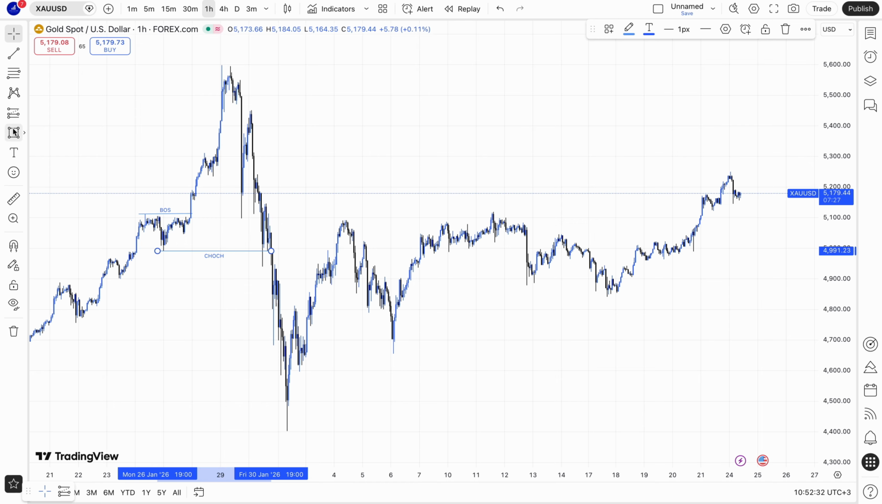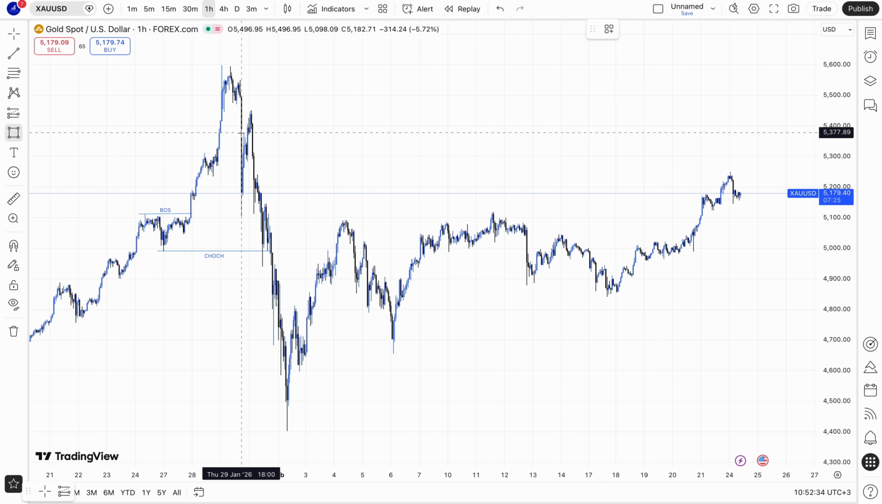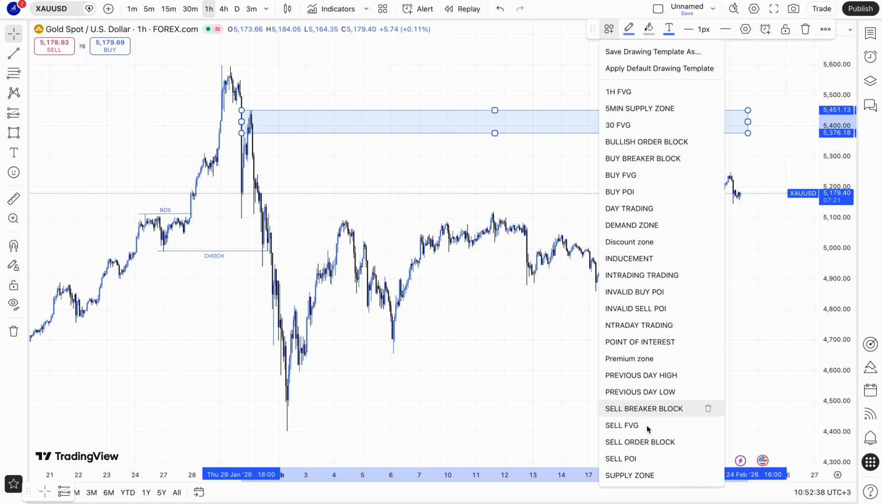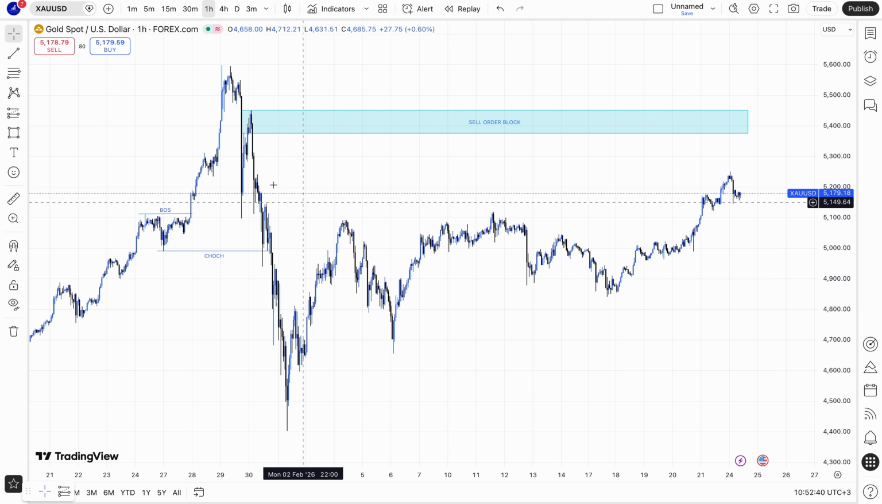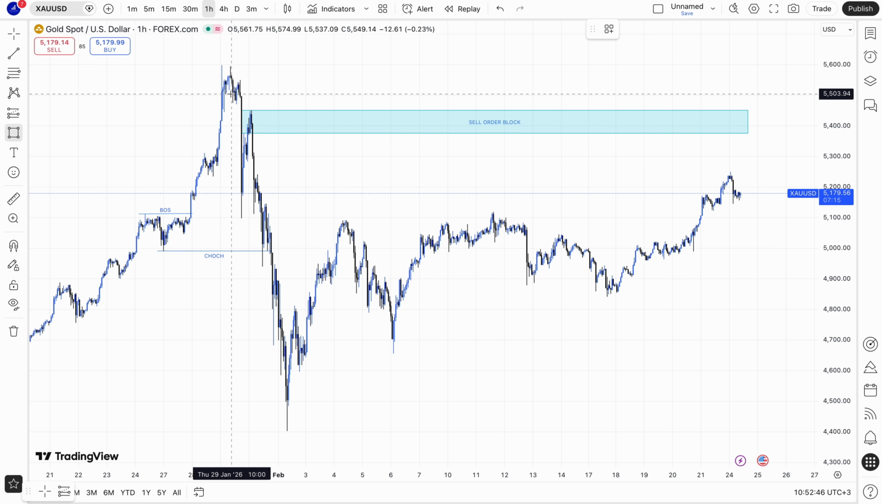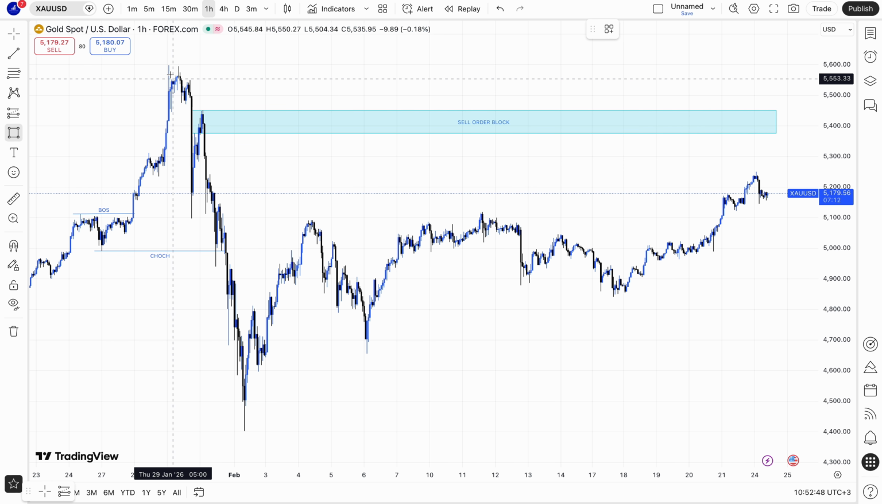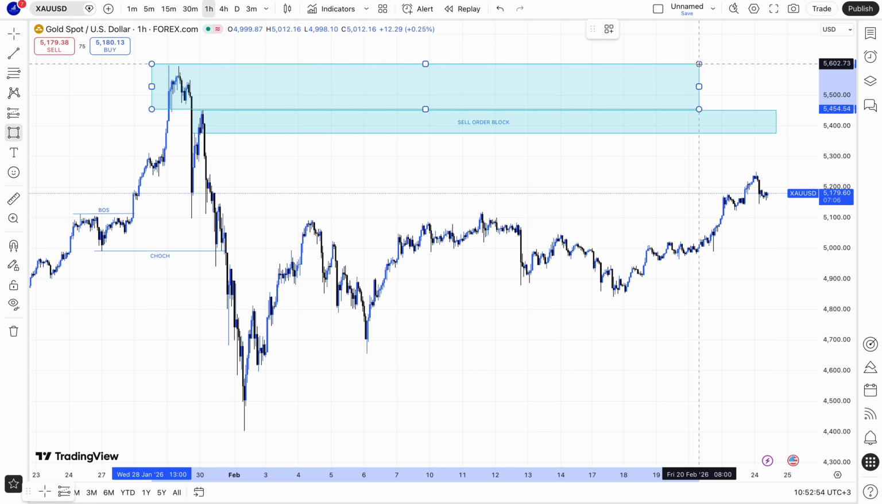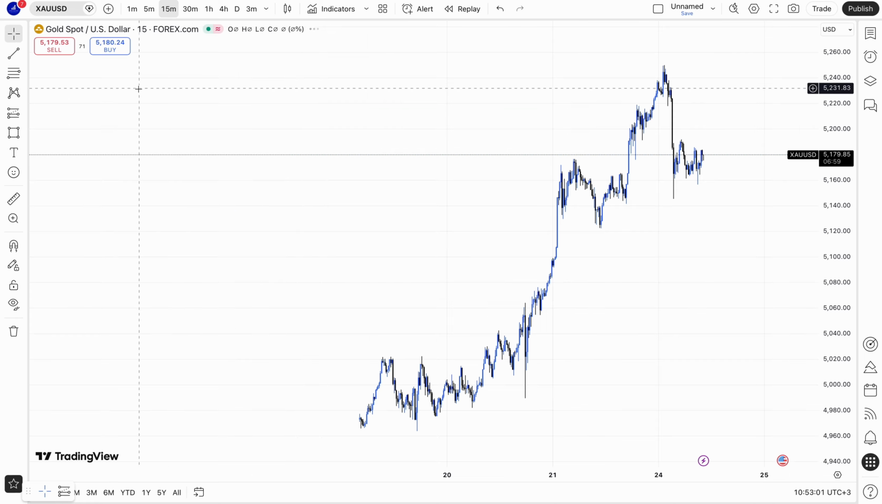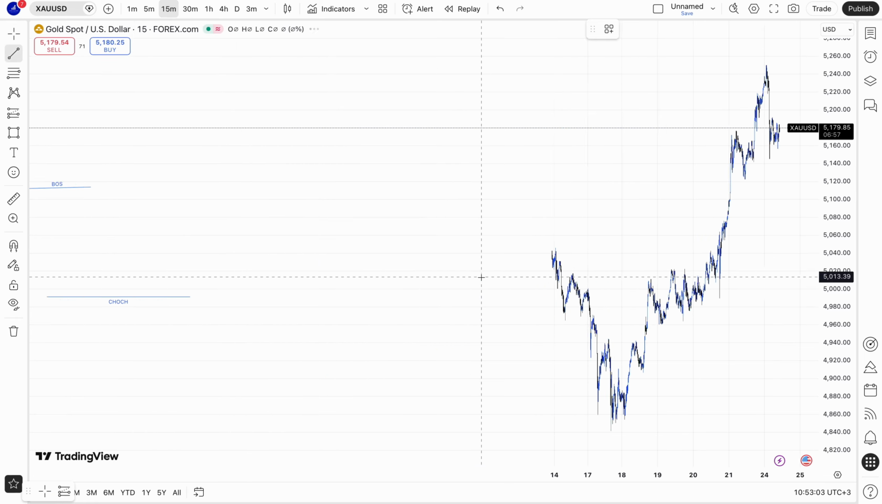Then we have our first order block, which is this one. And we also have the second one. Let's focus on this one before we focus on the next one, which is this one. The next one is this one. But let's focus on this, the first one. Then let's go to 15 minutes.